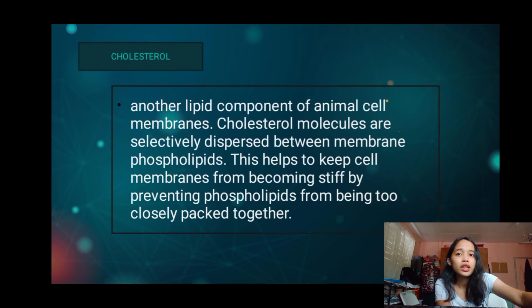So next one is the cholesterol. By the way, cholesterol is another lipid component of the animal cell membrane. Cholesterol molecules are selectively dispersed between membrane phospholipids. So this helps to keep cell membranes from becoming stiff by preventing phospholipids from being too closely packed together. So cholesterol is not found in the membrane of plant cells, for additional information.